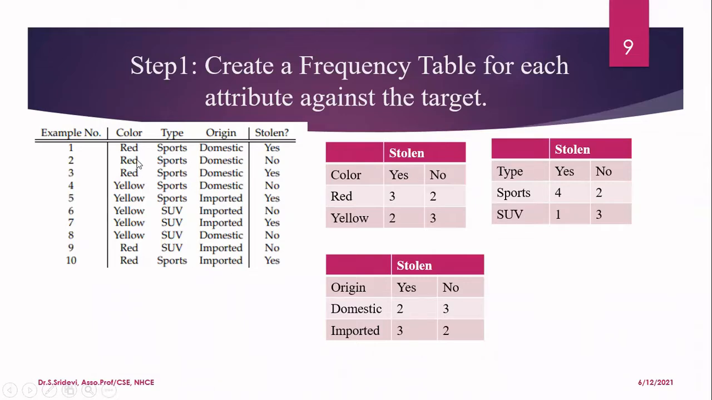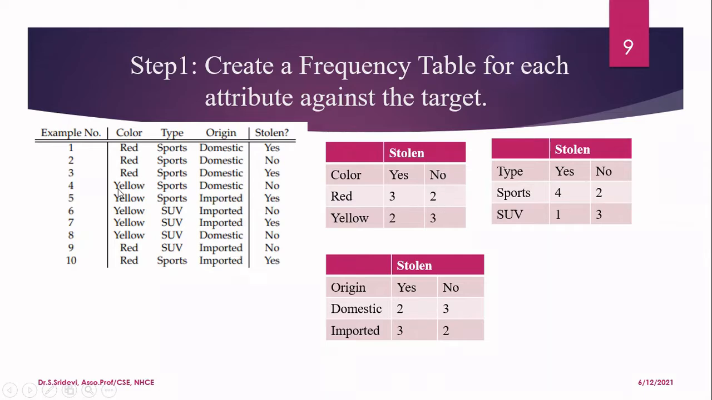So totally in red, I have 5 samples. Out of the 5 samples, I have yes in 3 samples, as given by sample number 1, sample number 3, and then sample number 10. So now I will write when the color is red, yes is appearing in 3 instances. So what about the remaining 2 instances? Here in instance number 2, it is no. Similarly, in instance number 9 also, it is no. So when the color is red, the car is not stolen for 2 instances.